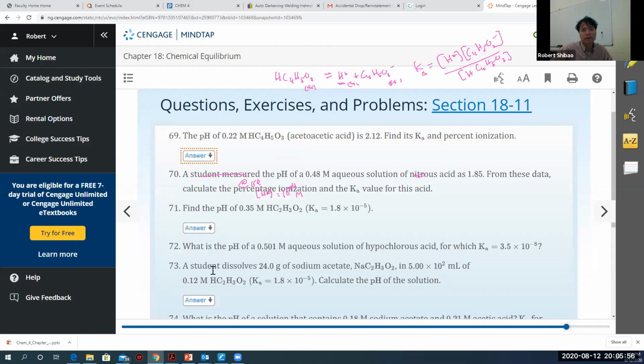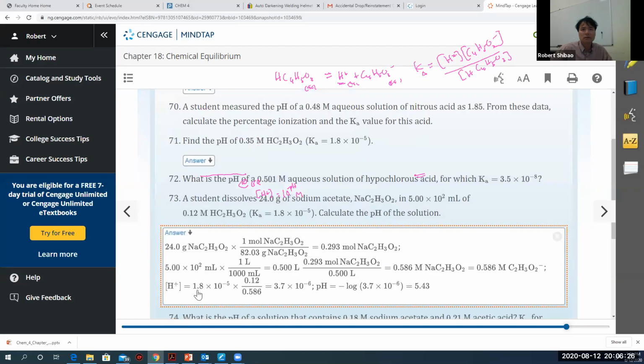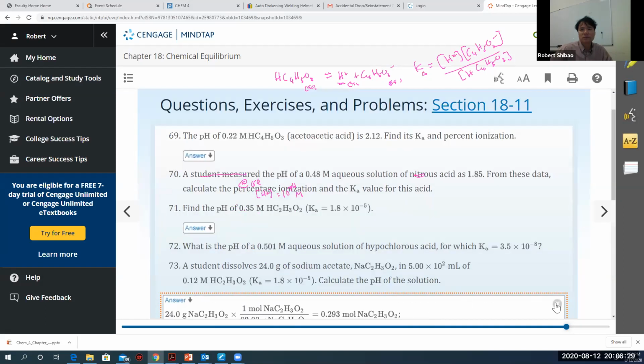Here, a student dissolves 24 grams of sodium acetate. Sodium acetate's a base. In 500 milliliters, there are 500 milliliters of 0.12 molar acetic acid. Find the pH. All right, this one is a bit more complex. Let's see if they used the ice table for this. No, they didn't. I'm going to skip this one entirely.